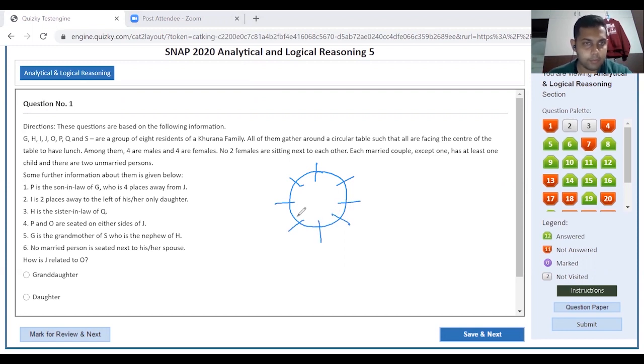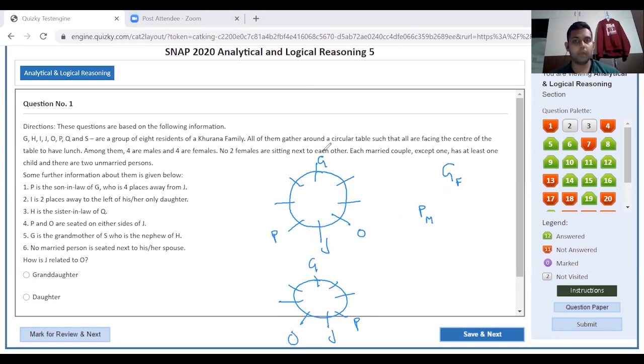All are facing the center. P is the son-in-law of G and G is the grandmother of S, right? So there are three levels. So G, who's a female, P, who's male, is son-in-law, and G and J are four places away. P and O are on either side of J. That means P and O both are male because no two females are sitting next to each other.